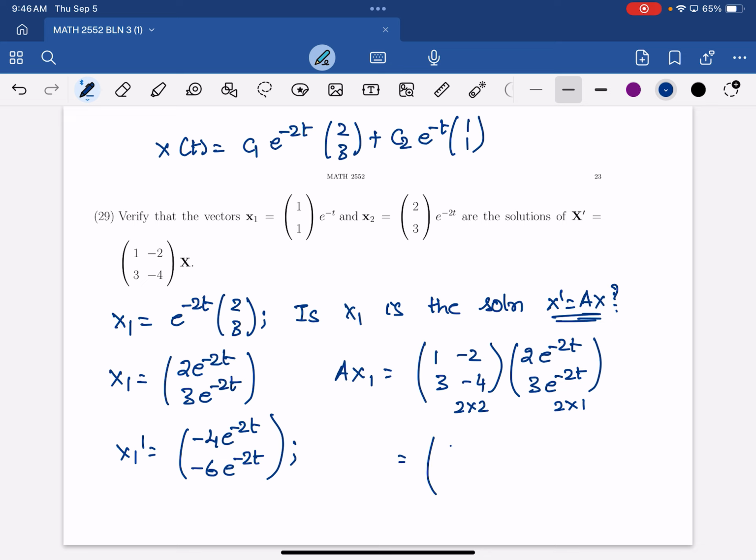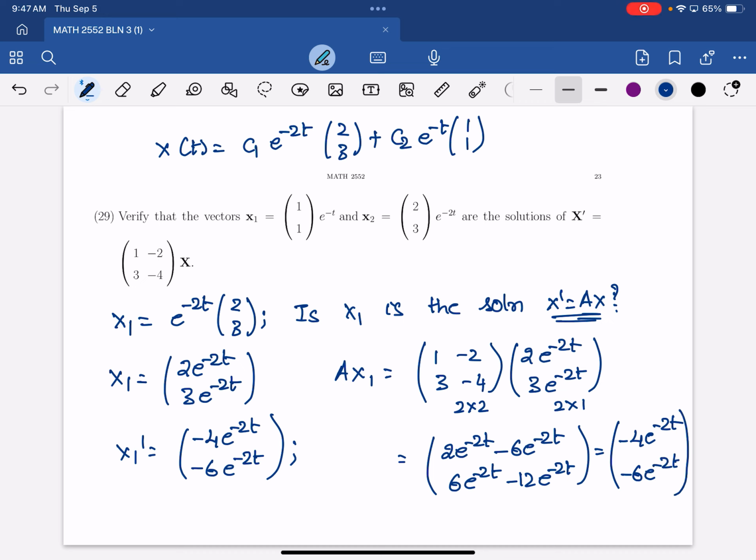So that gives me 2e^(-2t) minus 6e^(-2t), and this is going to be 6e^(-2t) minus 12e^(-2t). So this will lead me to -4e^(-2t) and -6e^(-2t). So from here you can see that x1 prime is going to be Ax1. So x1 is the solution of the system x prime equals Ax.